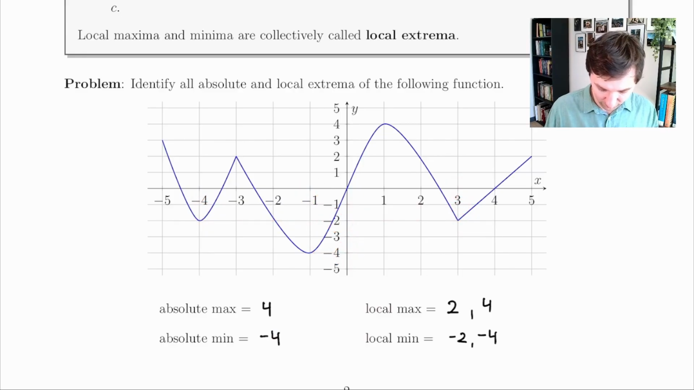And the local minimum of -2 occurs in 2 different places. It occurs here and it occurs here.